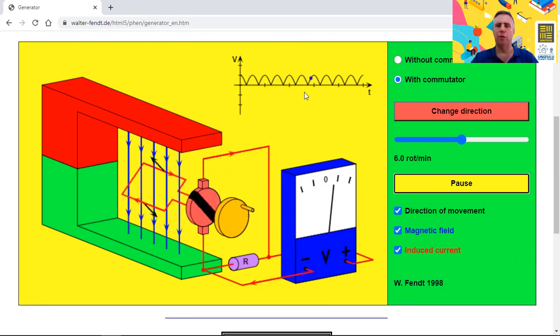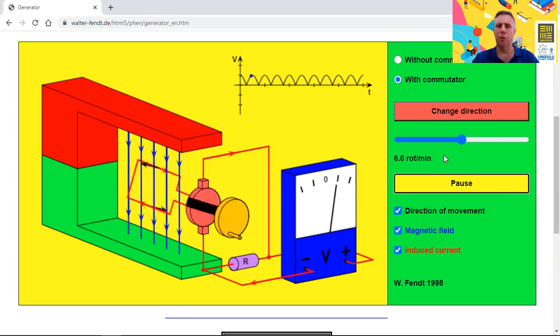But because of the commutator, what you can see here is that the voltage is always positive. It never goes negative. Now, in a real generator, a capacitor or some other electronics will be used to smooth that voltage to make it more usable. Now, at the moment, we're rotating it at 6 rotations per minute. I want you to try to imagine what will happen when we speed it up to 12 rotations a minute.